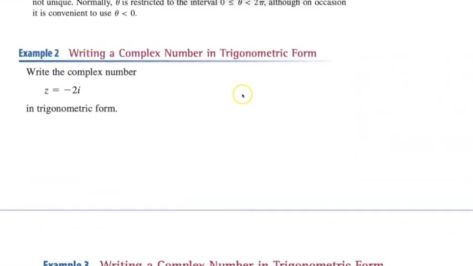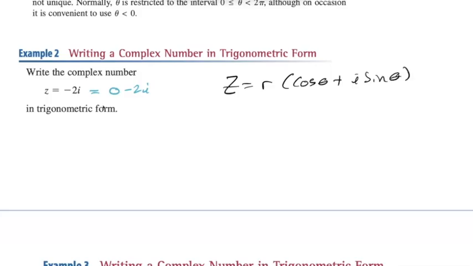First problem here: write the complex number z equals negative 2 in trigonometric form. First, let's write it in proper complex form, 0 minus 2i. If I want to write it in trigonometric form, that is r times (cosine theta plus i sine theta). We have to find two things, the r and the angle. First, the r: it's just the square root of a squared plus b squared, so 0 squared plus negative 2 squared. Keep in mind when we do this, you don't include the i. You're going to get the square root of 4, which is 2.